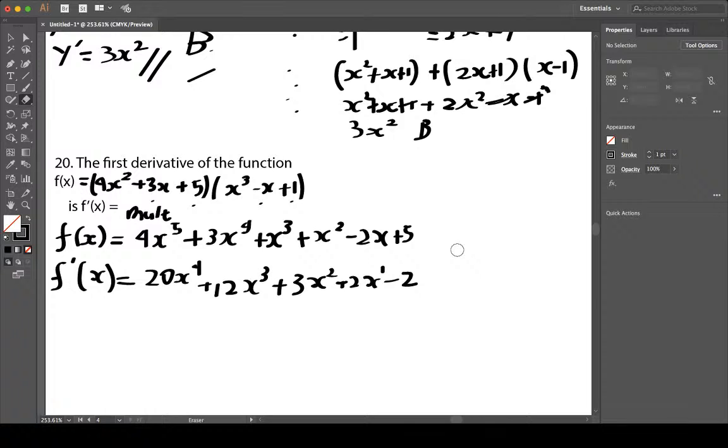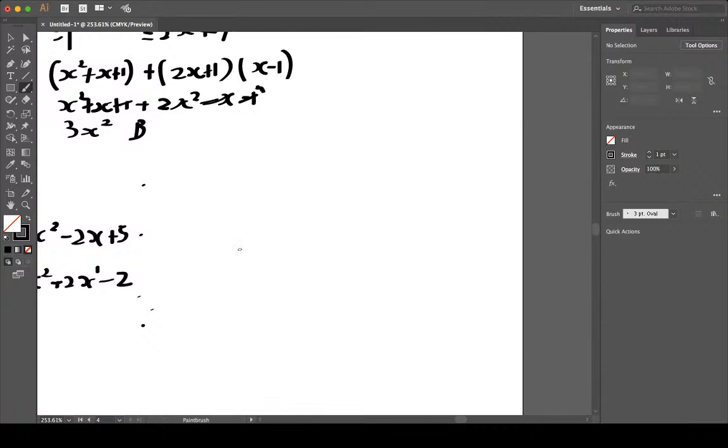So in this case, this would be C. But you might be asking, what if I use the formula? Well, I don't recommend it, but you can try. So let's go ahead and use the formula.